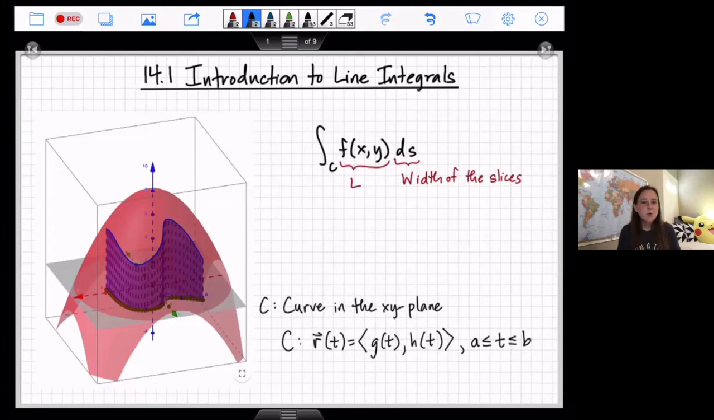Once we have this parameterization, we're going to rewrite our function f of x, y in terms of that parameterization. So we're going to take our integral. Instead of x, I'm going to write the parametric equation for x, which is g of t. And then instead of y, I'm going to write the parametric equation for y. And then we'll integrate from a to b. ds, the width of that little slice, is going to be represented by this.